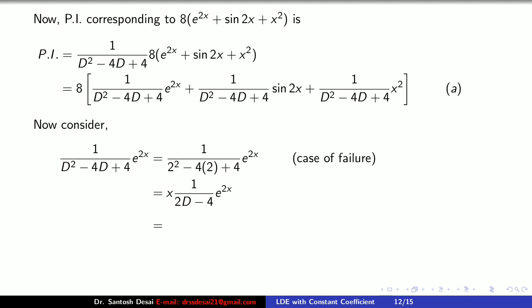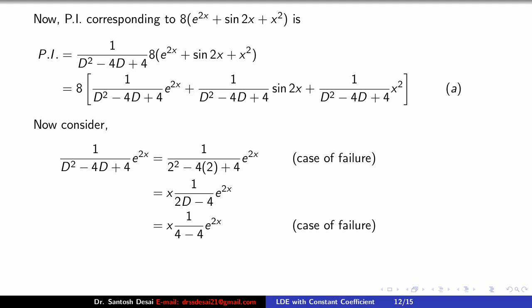So we get x into 1 upon 4 minus 4 e raised to 2x. Again we are getting the case of failure. Again we repeat the procedure for case of failure. So write one independent variable. Already there is one independent variable. So you just see the step above this.